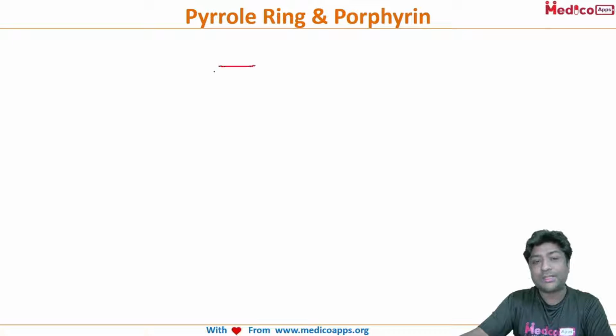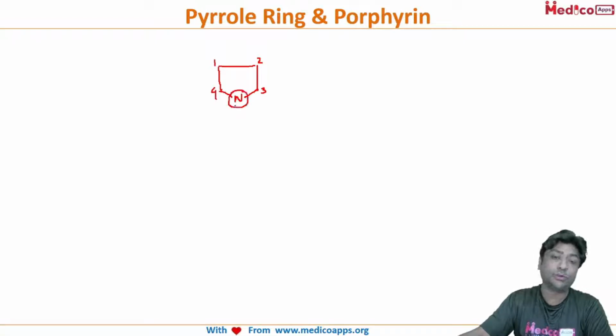So monopyrrole is nothing but a 5-membered ring with 1 nitrogen and 4 carbon. So this is a monopyrrole. Here you can see 1, 2, 3, 4 carbons are there and 1 nitrogen is there. So this is a monopyrrole. Is it clear? This is a monopyrrole.